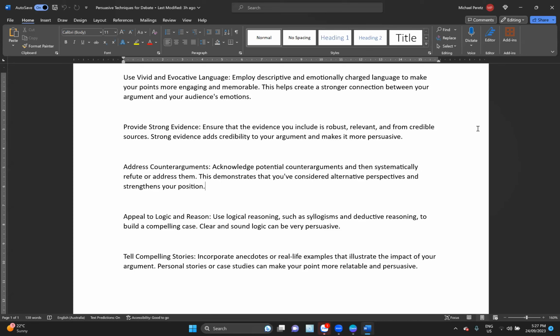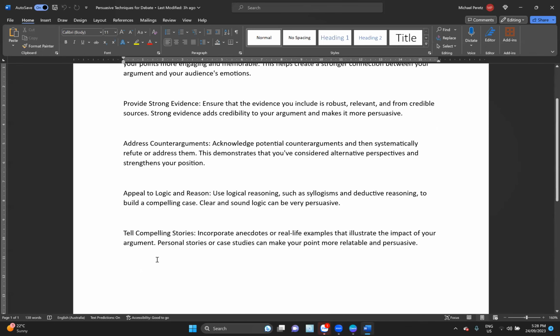Yeah, and just being able to make sure that you've got a list of good points available so that you are able to counter anything your opponents throw at you. But realistically, it shouldn't come down to any more than about 2 or 3 counters. Okay, so just finishing off point number 4. So clear and sound logic can be very persuasive. So just make sure that your arguments all make sense and that the audience can follow along with them.